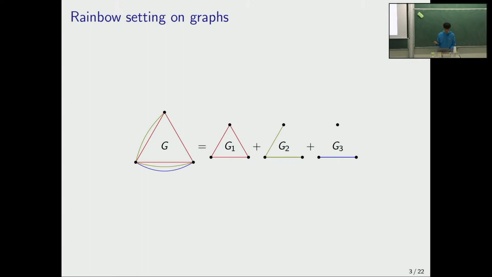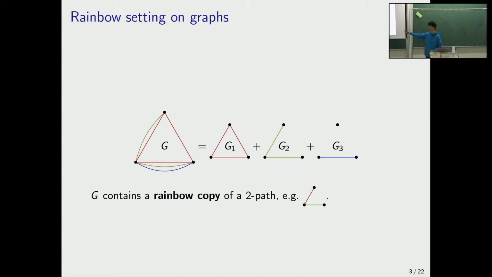So I'll explain our rainbow setting. Here we have a multigraph G, and we color parallel edges with different colors. Here, for example, we have 3 parallel edges and they have different colors: red, green, and blue. In other words, we decompose G into 3 simple graphs, G1, G2, G3, and we color each simple graph with one color. So G1 corresponds to red, G2 corresponds to green, and G3 corresponds to blue. So it's clear.